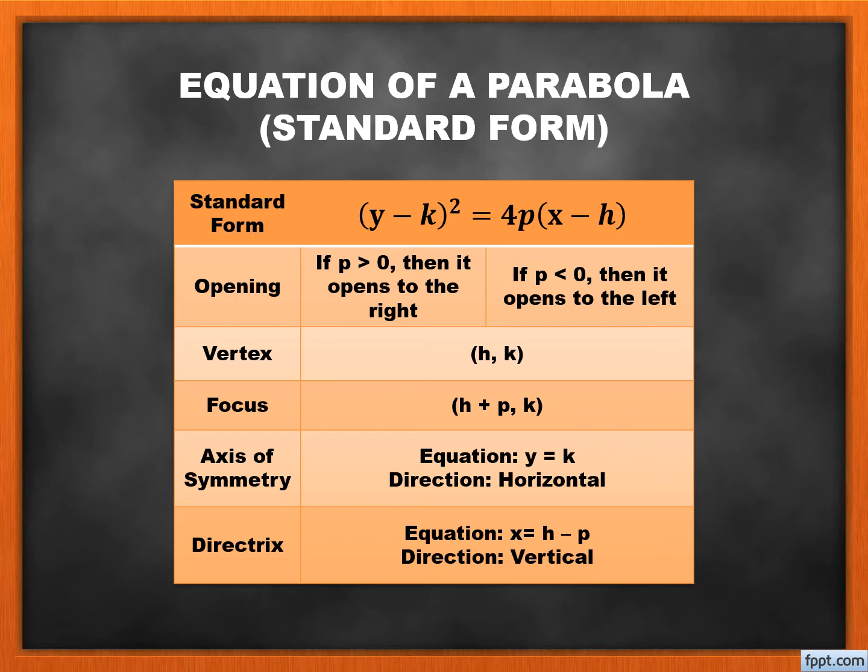Vertex is still (h, k). Focus is at (h plus p, k). And our equation for the axis of symmetry is y equals k. Direction is always horizontal. Directrix is given by the equation x equals h minus p, and the direction is always vertical.